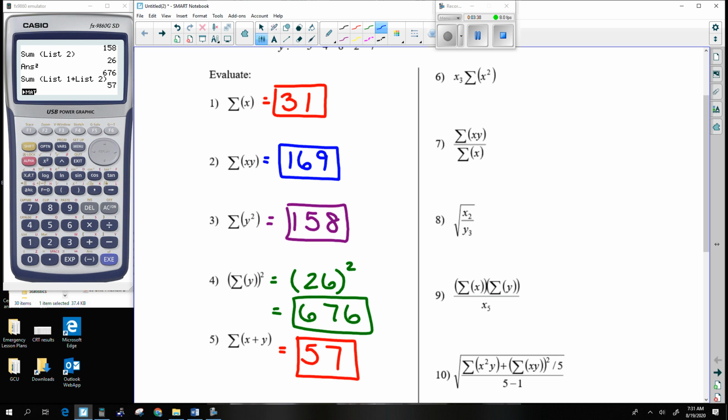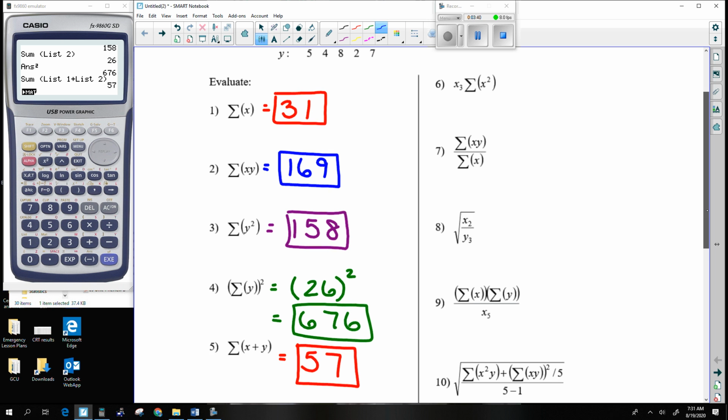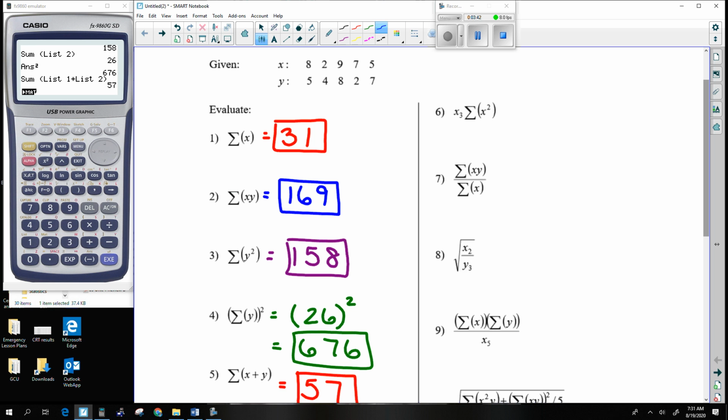Number 6 is x sub 3, sum of x squared. So again, this is 2 different pieces. So x sub 3 is the number 9. And then I'm going to multiply that with the sum of x squared. So x sub 3, 9, and then the sum of x squared. So I just need to multiply this by 9, and there you go.